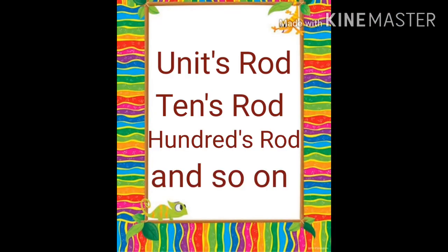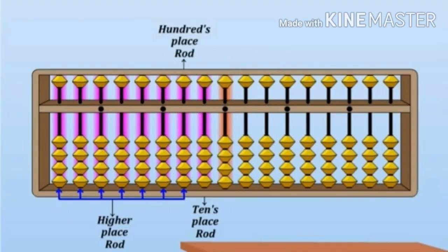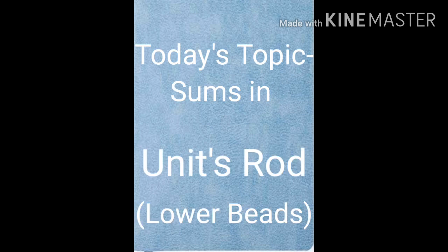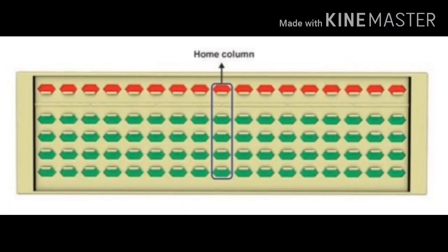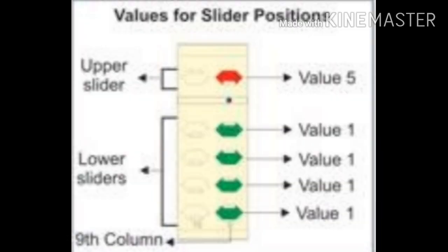As I have told you, there are many rods: unit rod, tens rod, hundreds and so on, as you can see in this picture. So, today's topic is sums in units rod lower beads. Now students, you will think, what is units rod and what is its value? You can see an abacus tool in front of you. The mid column is called the home column and it is your units rod. The upper bead value is 5, the lower bead value is 1, as you can see very clearly.